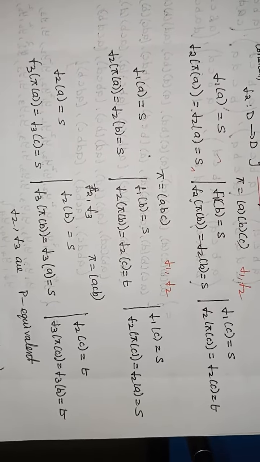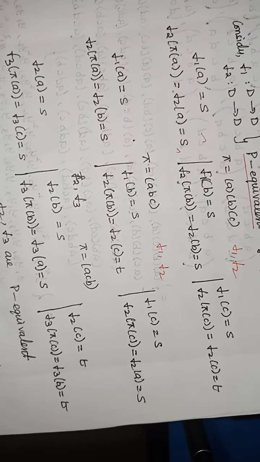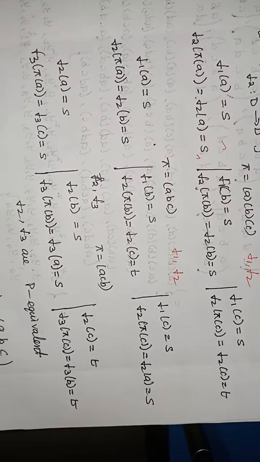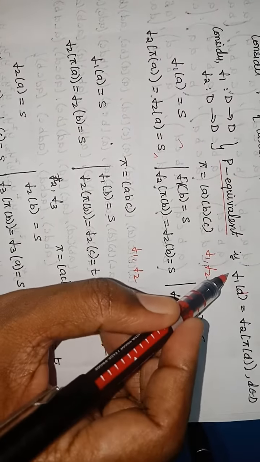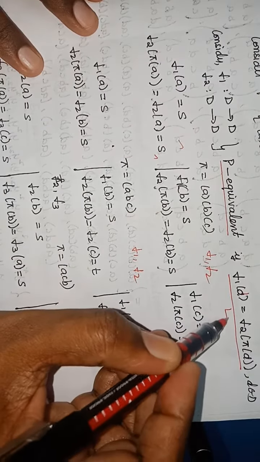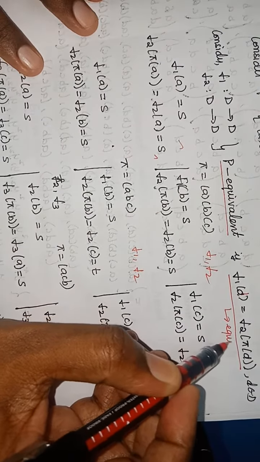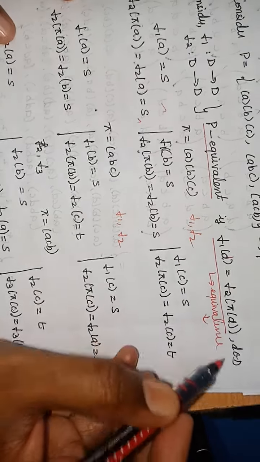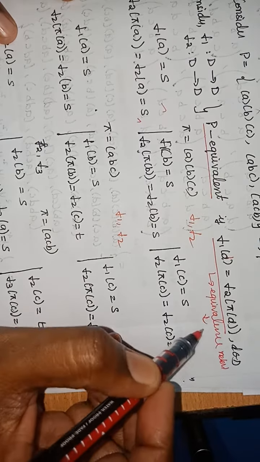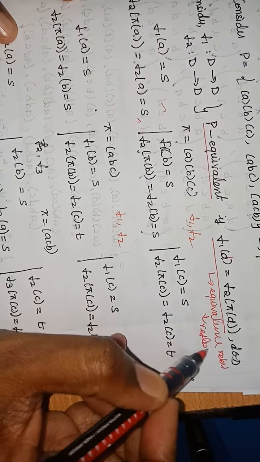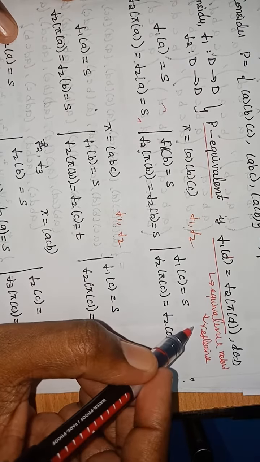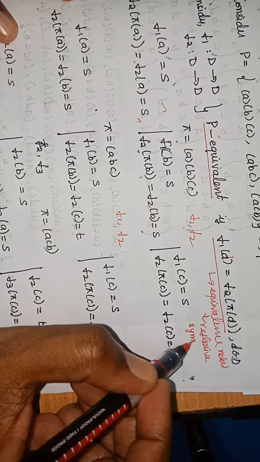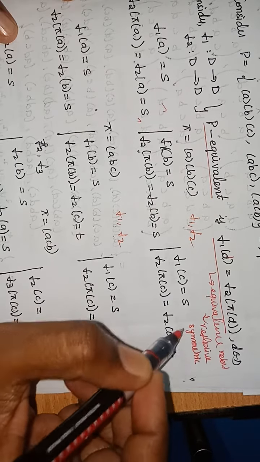Now the relation defined here satisfies an equivalence relation. What is an equivalence relation? An equivalence relation is nothing but reflexive, symmetric and transitive.